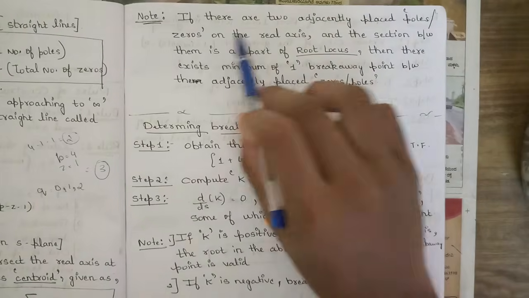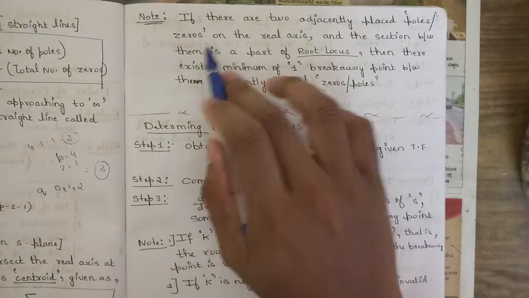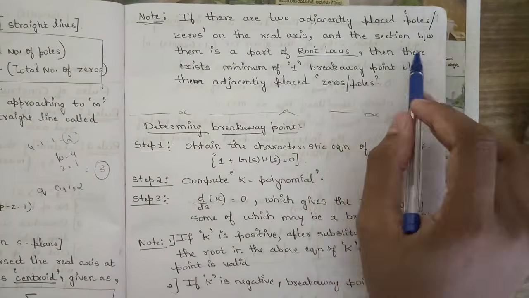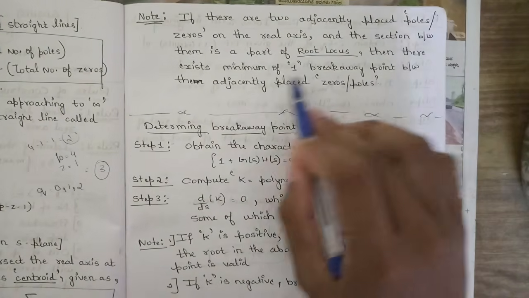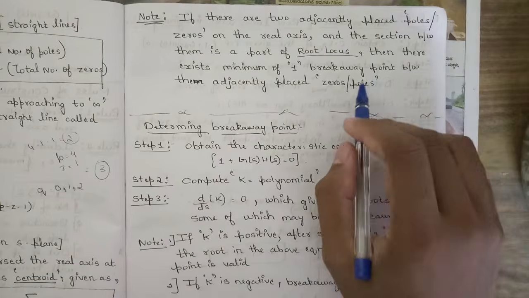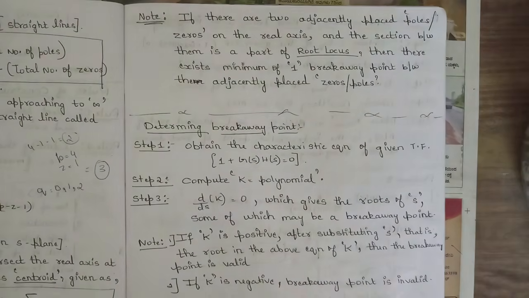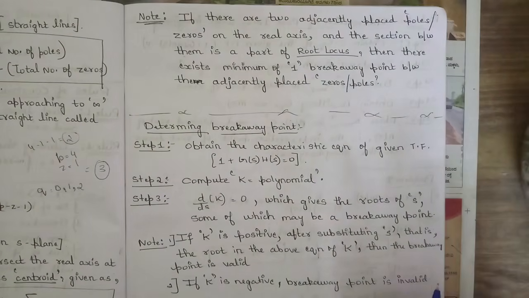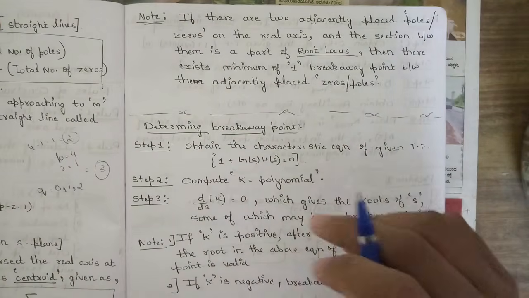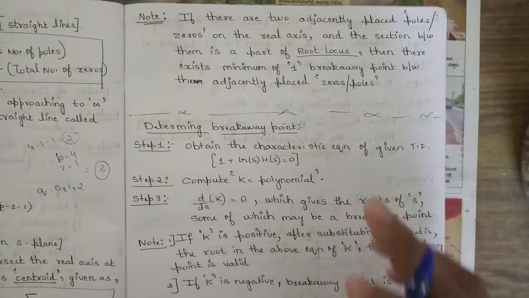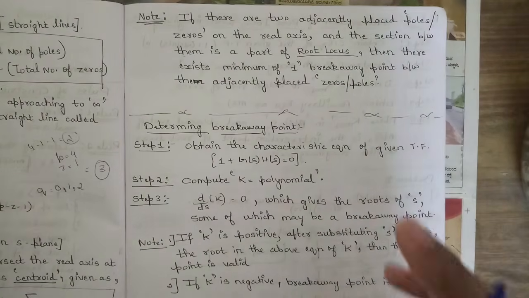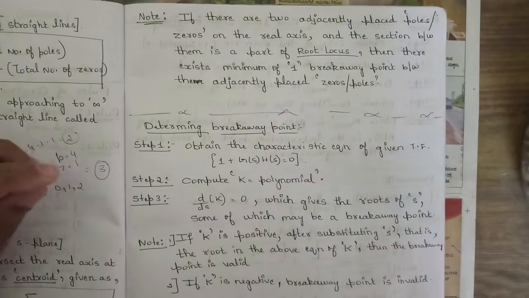Now let's see one important note: if there are two adjacently placed poles or zeros on the real axis and the section between them is a part of the root locus, then there exists a minimum of one breakaway point between those adjacently placed zeros and poles. So what does this mean? The section between them is a part of the root locus. Now how do we check whether the section we are drawing is a part of the root locus? How can we calculate that?